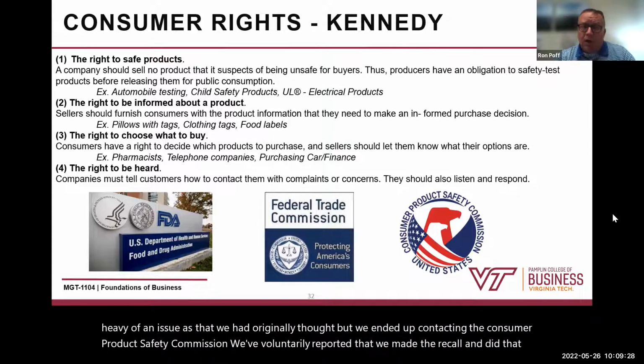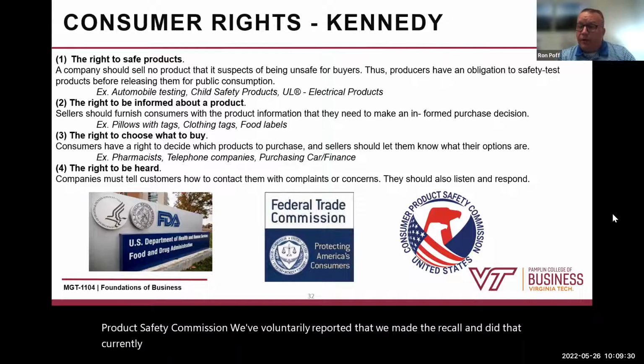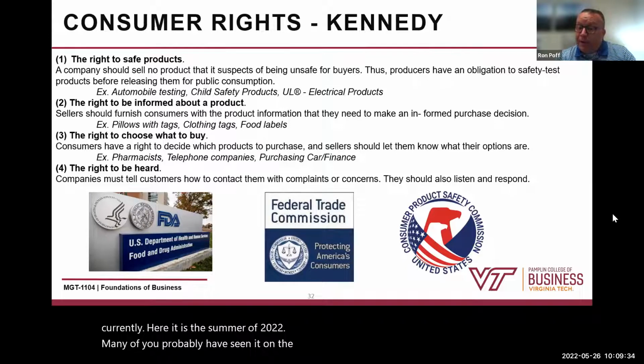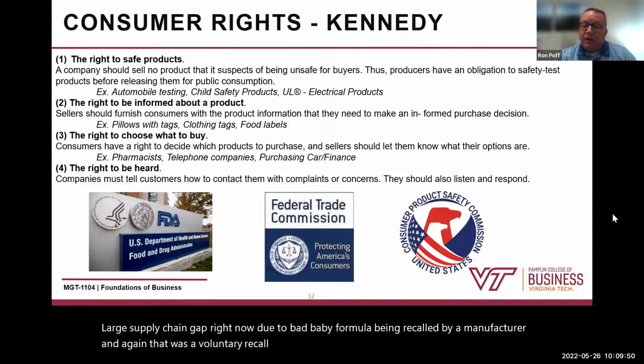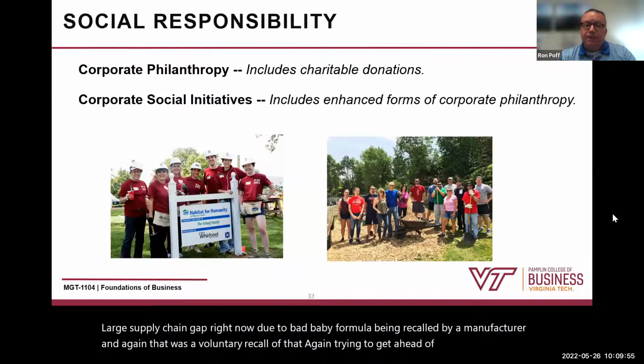Currently, here it is, the summer of 2022. Many of you probably have seen it on the news: the baby formula. There is a very large supply chain gap right now due to baby formula being recalled by a manufacturer. And again, that was a voluntary recall, again trying to get ahead of consumer product safety.